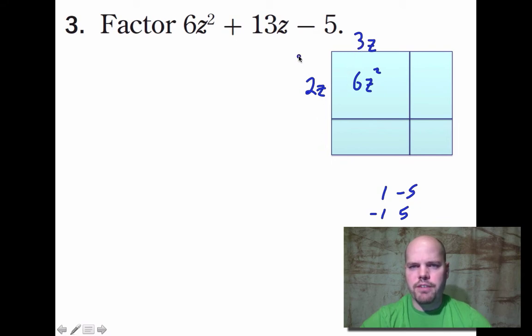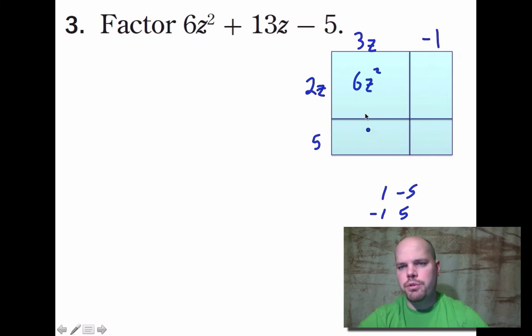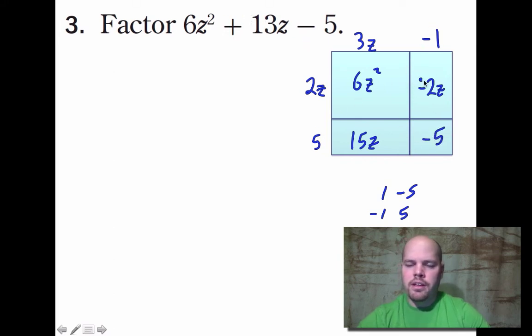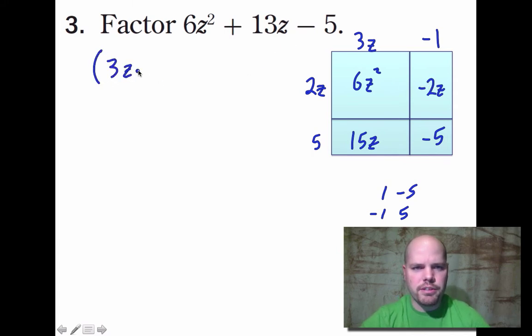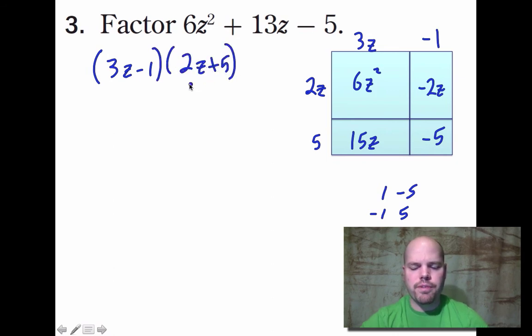Well, 3 times 5 is 15, and it ends up being positive 13, so I think the positive 5 needs to be opposite of the 3. That means the minus 1 would have to go over here. Now, 3z times 5 is 15z. Over here it's negative 1 by 2z, so that would be negative 2z, and those two will add up to 13. This bottom right corner will be negative 5. So that's the factored form we want: the quantity 3z minus 1 times the quantity 2z plus 5.